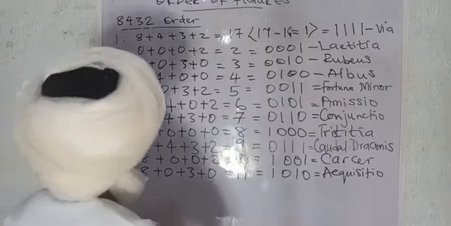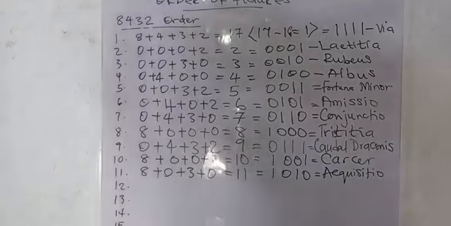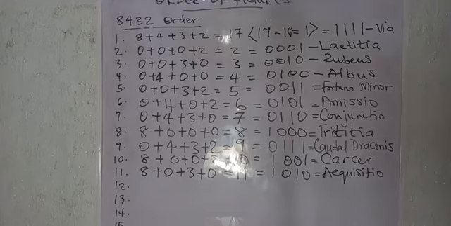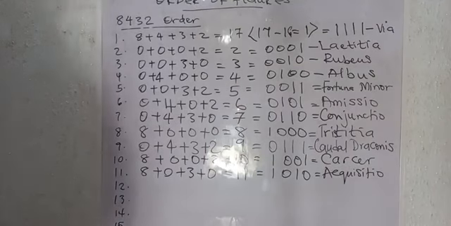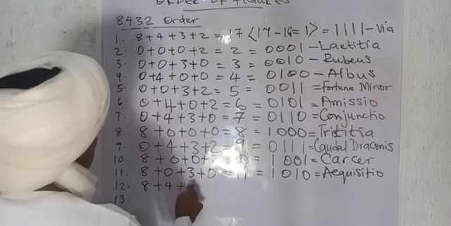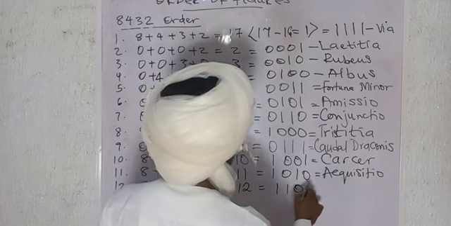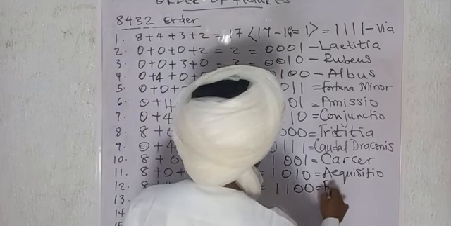What will give us figure 12? What numbers will you add to get 12? Eight and 4. Thank you, brother Oladipupo Bimbo. 8 and 4 will give us 12. So we add up 8 plus 4. We 0 the other places. 0 plus 0. So this gives us 12. So we have 1, 1, 0, 0. This is called Fortuna Majora.